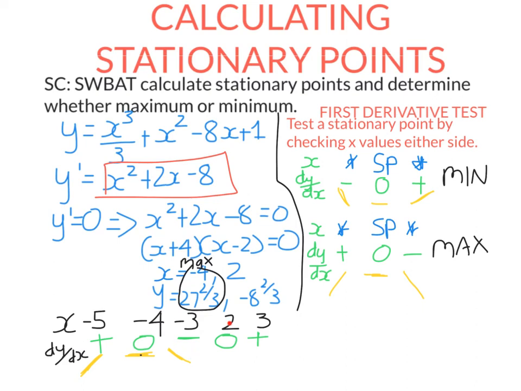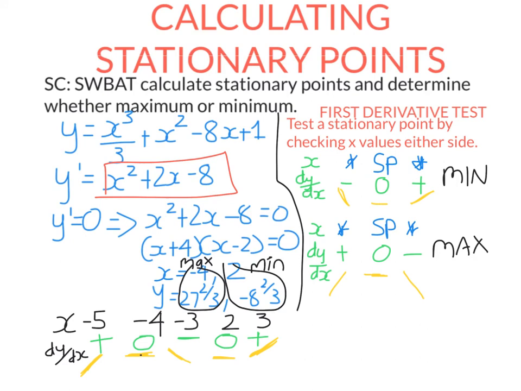So the opposite is true at x equals 2. So before x equals 2, the gradient's negative, so it's coming down, it's decreasing. Then it's horizontal at x equals 2, and then it's positive after x equals 2, which means the curve is leaning to the right. So it's decreasing until it gets to x equals 2, horizontal, and then it turns around and increases. So that's how we know that this is a minimum turning point.